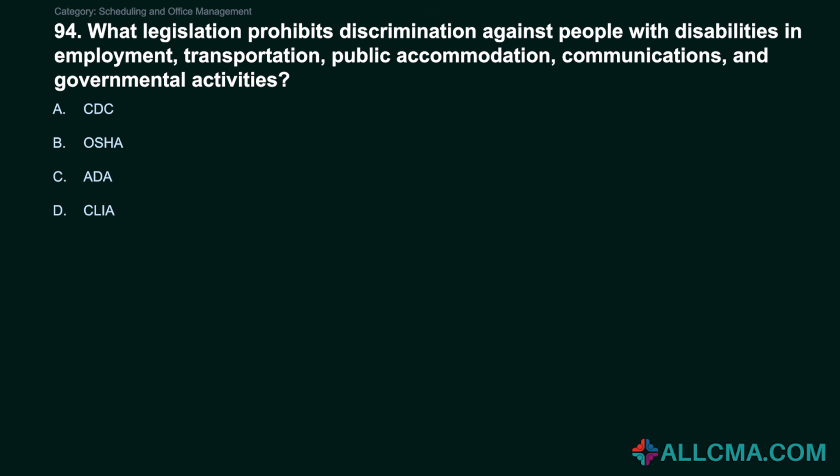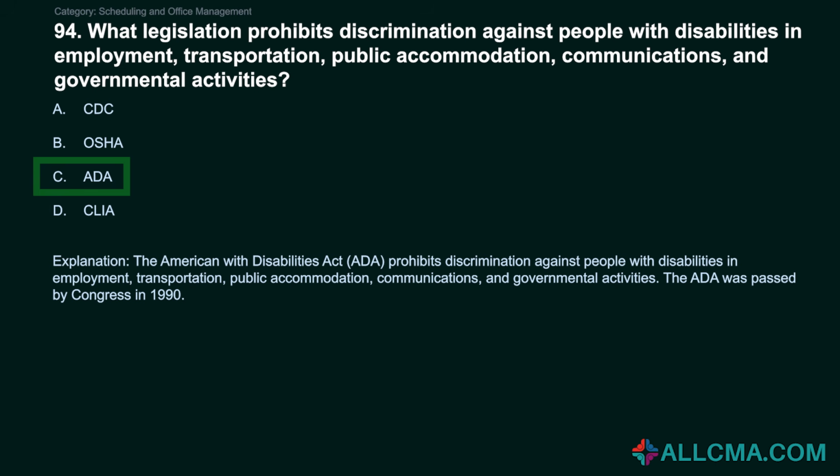94. What legislation prohibits discrimination against people with disabilities in employment, transportation, public accommodation, communications, and governmental activities? A. CDC. B. OSHA. C. ADA. D. CLA. Correct answer: C. ADA. The Americans with Disabilities Act, ADA, prohibits discrimination against people with disabilities in employment, transportation, public accommodation, communications, and governmental activities. The ADA was passed by Congress in 1990.